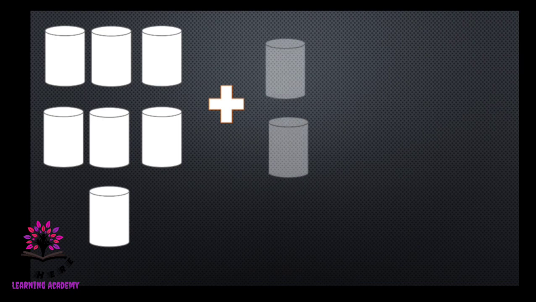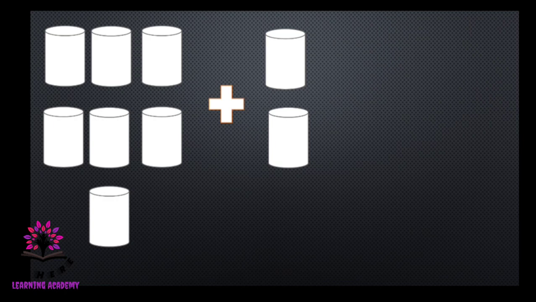Now see here, how many cylinders are there? 1, 2, 3, 4, 5, 6, 7. There are 7 cylinders. Here comes the sign of addition. We call it plus. 7 plus 2, how much? 7 in the mind, 2 in the hand. After 7, 8, 9. So the answer is 9.